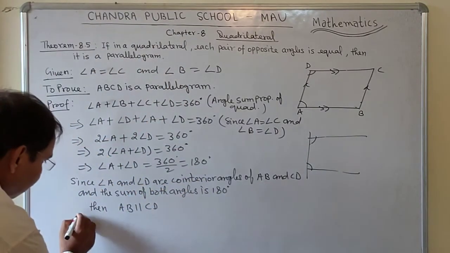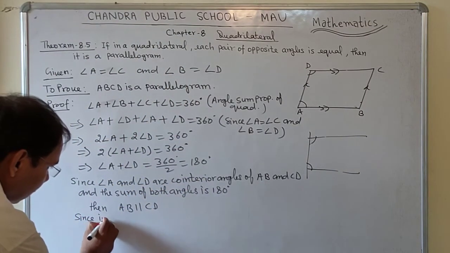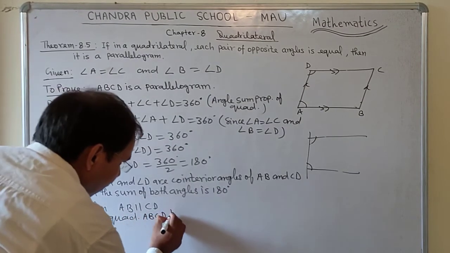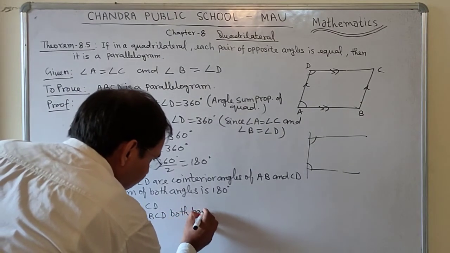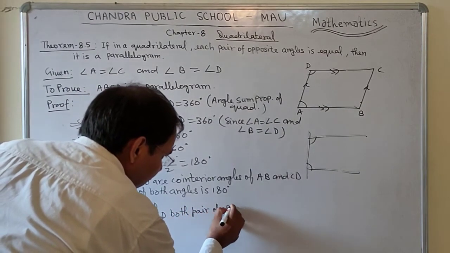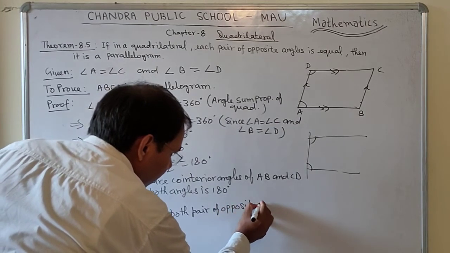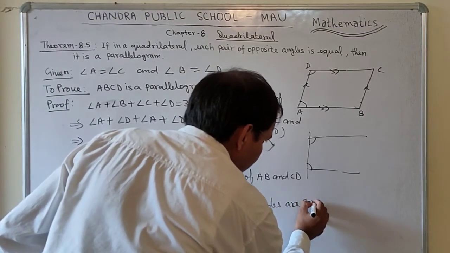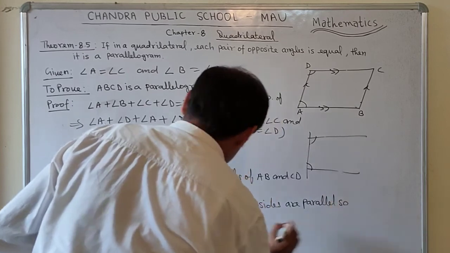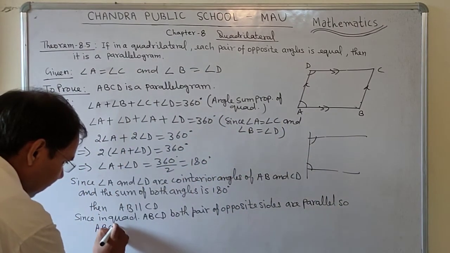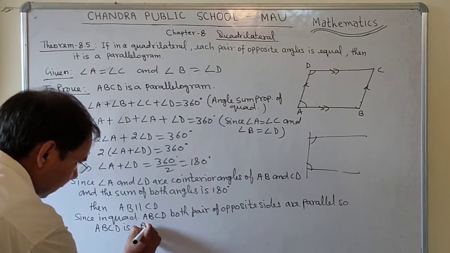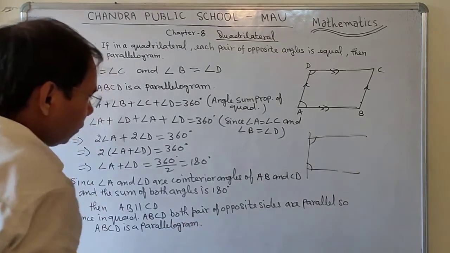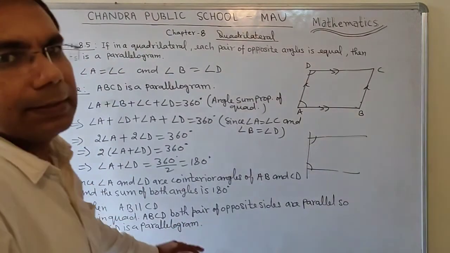So here you will write, since in quadrilateral ABCD both pairs of opposite sides are parallel, so ABCD is a parallelogram. So now it is proved. It means that ABCD is a parallelogram.